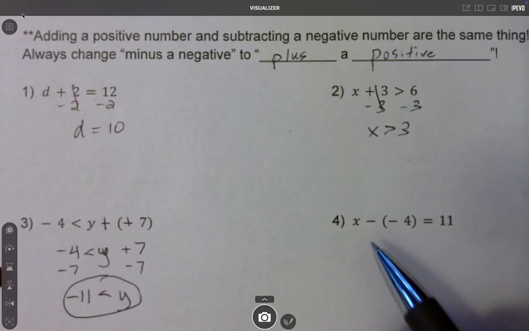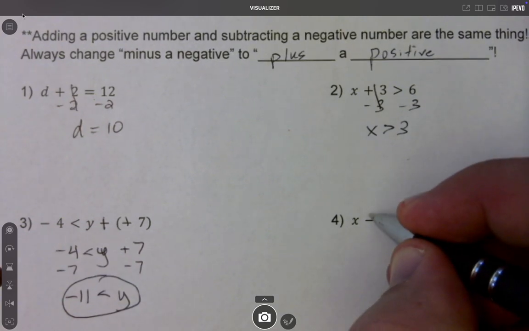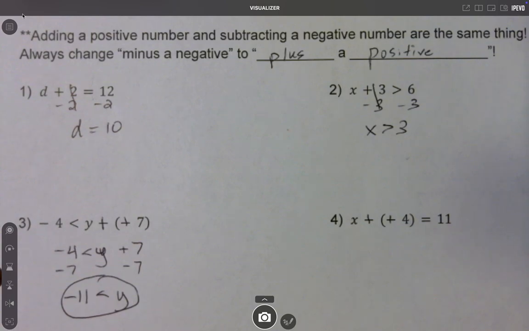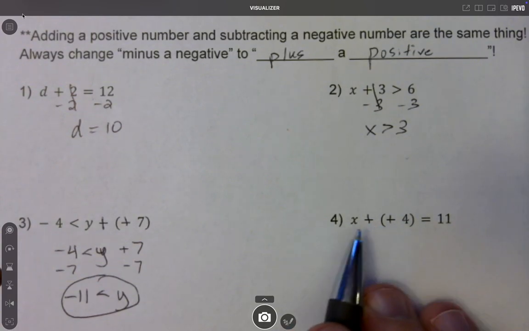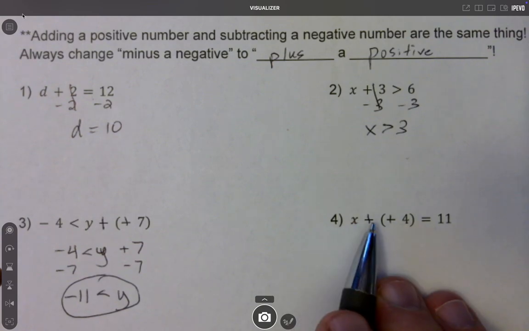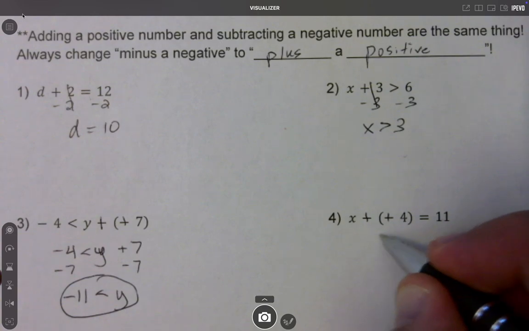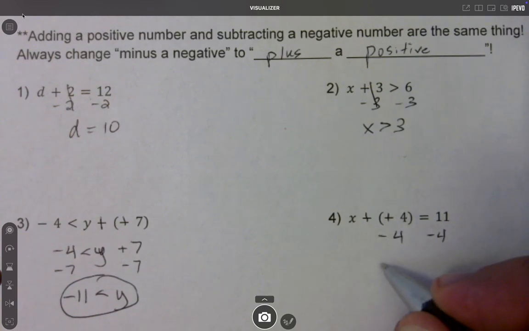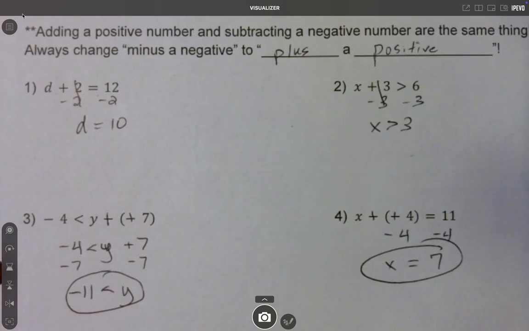Same here. You might think, well, this isn't adding. It is, because subtracting a negative is the same thing as plus a positive. It's really just using the keep, change, change. Remember that for subtracting. Keep, change, change. So minus a negative turns into plus a positive. So we subtract 4 from both sides. We get x equals 7. So that's one type of problem you'll see, where we're adding or subtracting a negative, because that's the same thing.